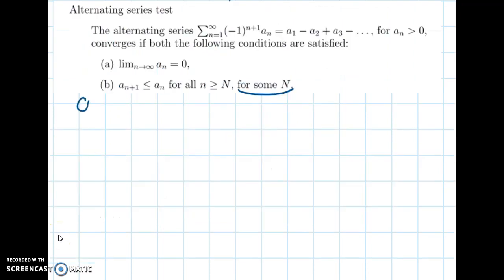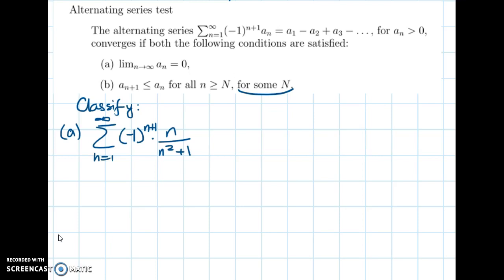Let's check that this works for a few examples. So we want to classify the following series. The first one is, I'm summing from 1 to infinity. I have a factor of -1 to the power of n plus 1. Then this is multiplying n over n squared plus 1. First of all, we need to check that this is really an alternating series. So let's notice that this part over here, this is an, and this is greater than 0. So this is really an alternating series, and we can try to check if the alternating series test works.